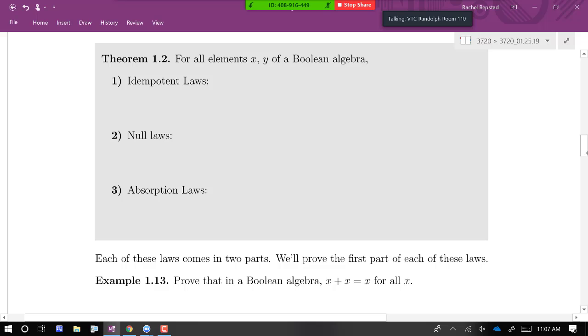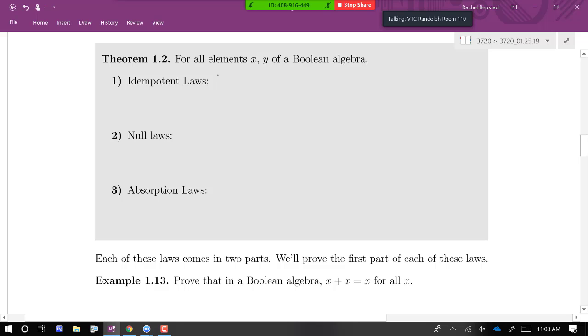So, some theorems. Now again, in the definition, those are axioms. Those are things we assume true. That is what defines a Boolean algebra. And everything else can be proven. We're going to prove some things, but not all of them. So first of all, we get the idempotent laws.